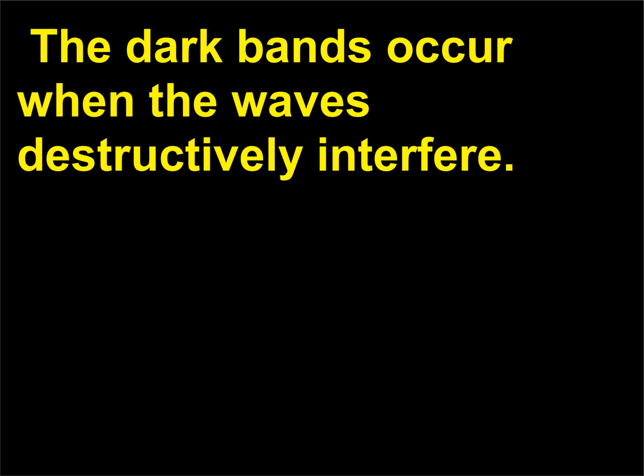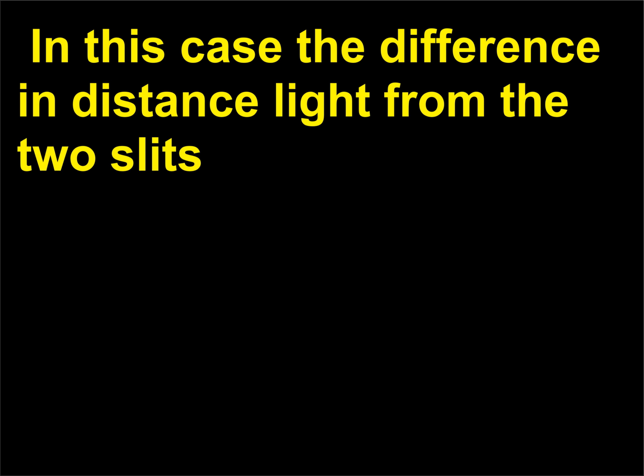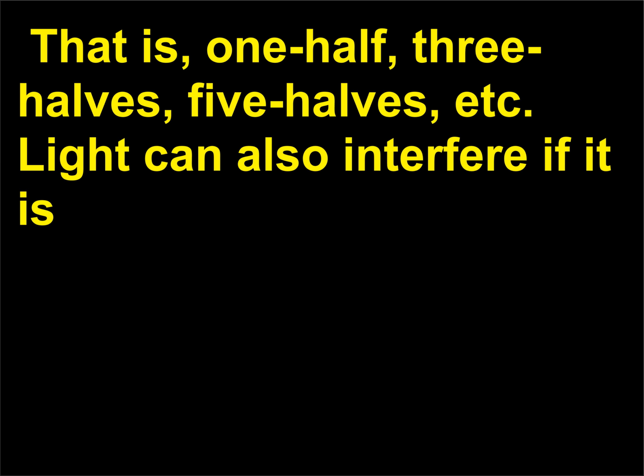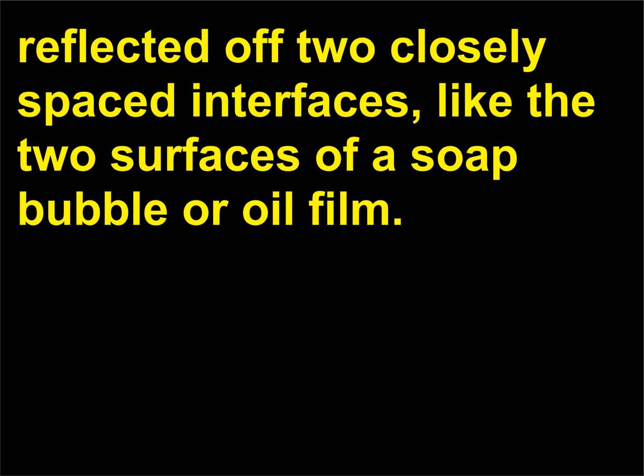The dark bands occur when the waves destructively interfere. In this case, the difference in distance light from the two slits will have traveled will be an odd number of half wavelengths. That is, 1/2, 3/2, 5/2, etc. Light can also interfere if it is reflected off two closely spaced interfaces, like the two surfaces of a soap bubble or oil film.